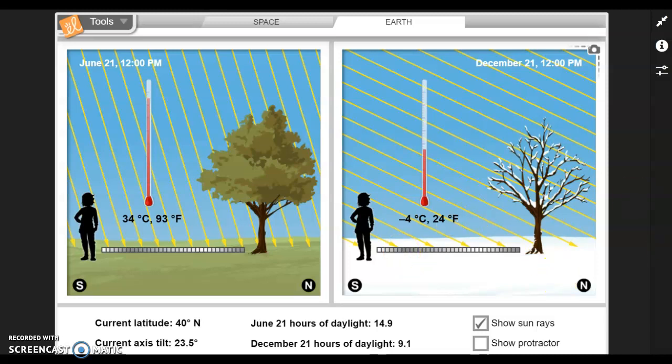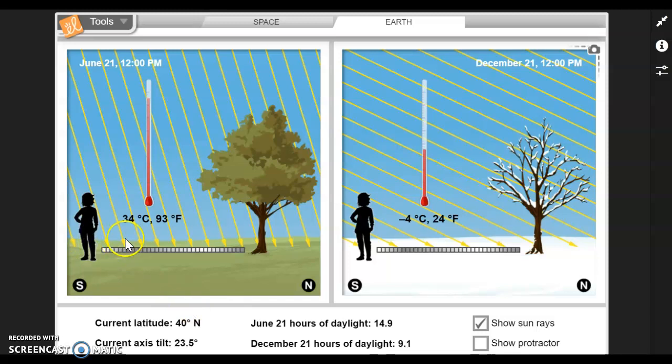So then you analyzed your data. So when is there more daylight? Obviously, it's in June. When is there more sun hitting the solar panels? June. And how does the angle of sun rays relate to temperature?